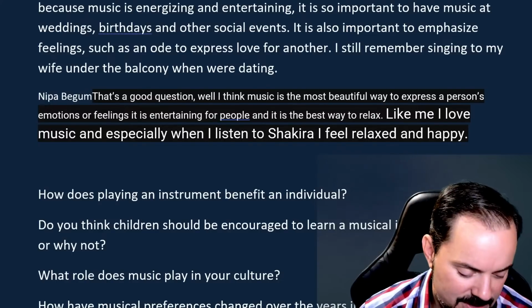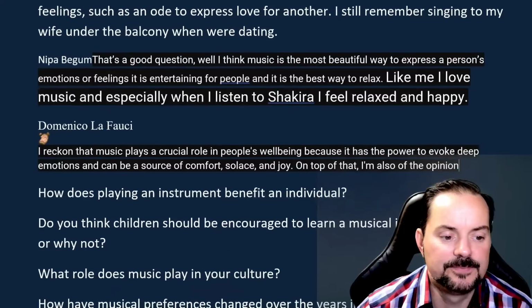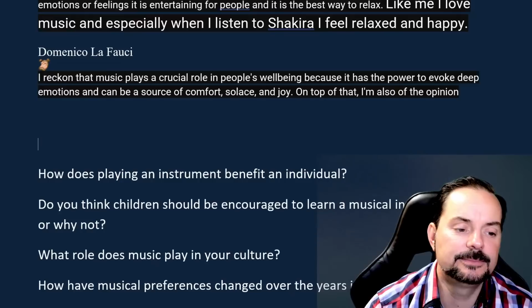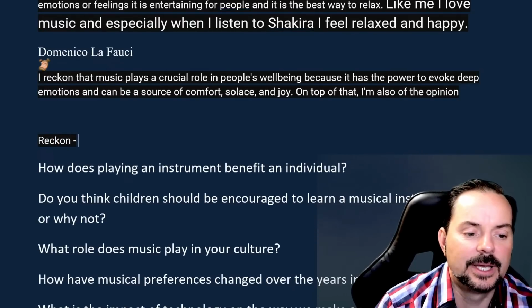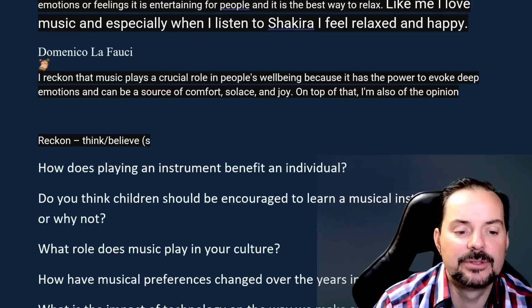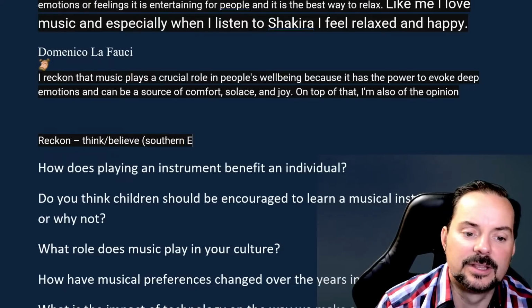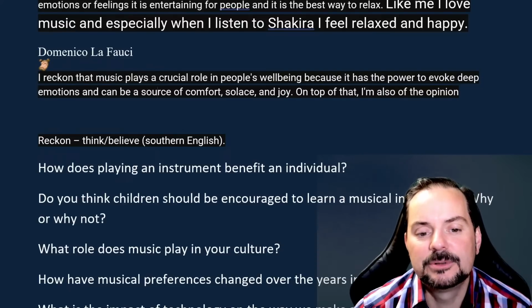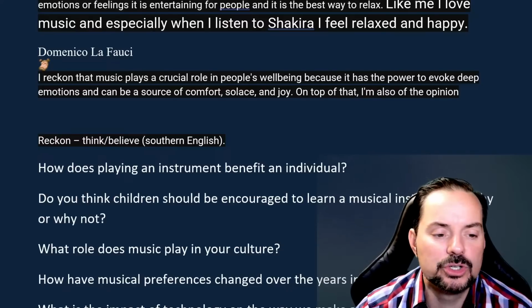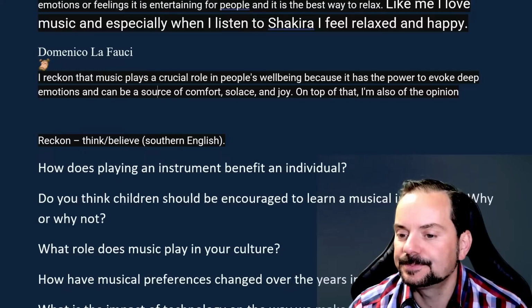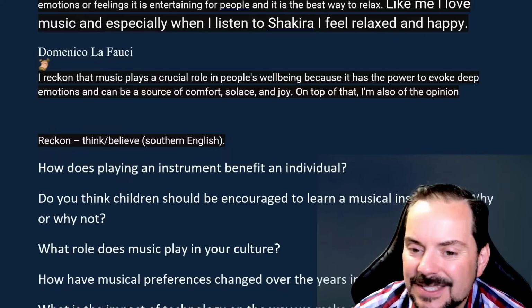All right. Domenico, what do you reckon? Domenico says, I reckon. Reckon means to think. It's kind of a southern slang. Means think or believe. Okay. It's a southern English. I reckon that music plays a crucial role in people's well-being because it has the power to evoke deep emotions and can be a source of comfort, solace, and joy. On top of that, I'm also of the opinion that music can be used as a means of self-expression.